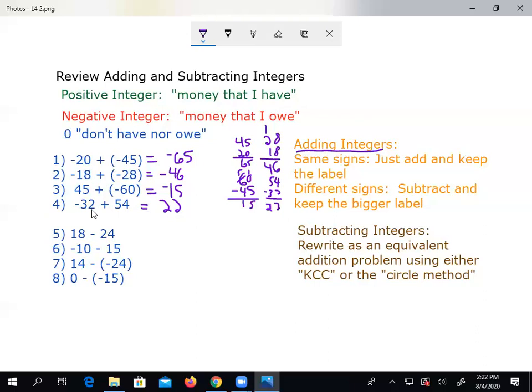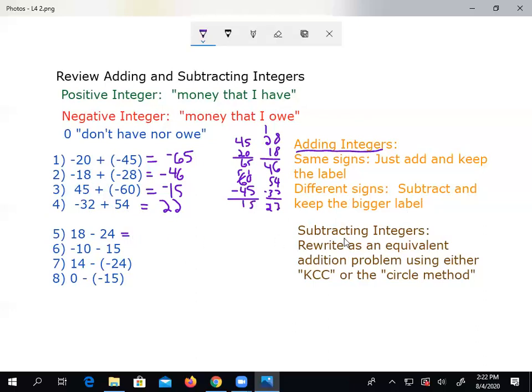So your money that you owe does not override what you have. So you're still going to have $22 left over. So again, if the signs are different, it's simply a subtraction problem, but you want to keep the bigger label. And since it's more positive, the bigger label is going to stay positive.